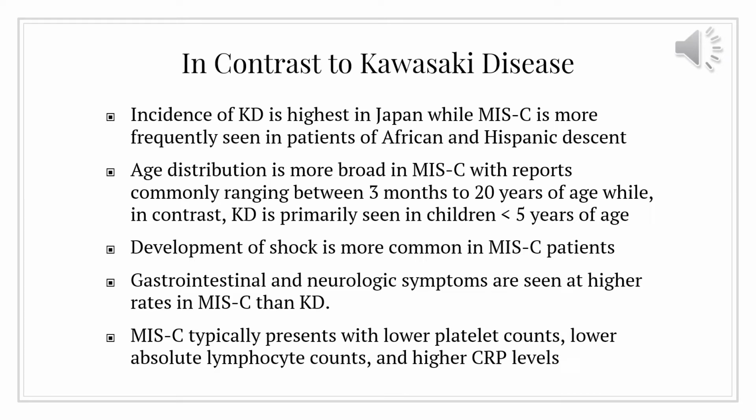MIS-C also shows higher rates of some complications, such as development of shock and more gastrointestinal and neurologic symptoms. When comparing the lab results, MIS-C typically presents with lower platelet counts, lower absolute lymphocyte counts, and higher CRP levels.